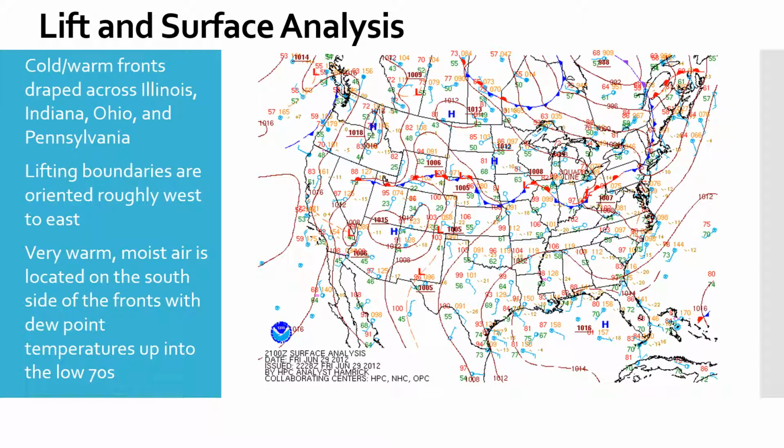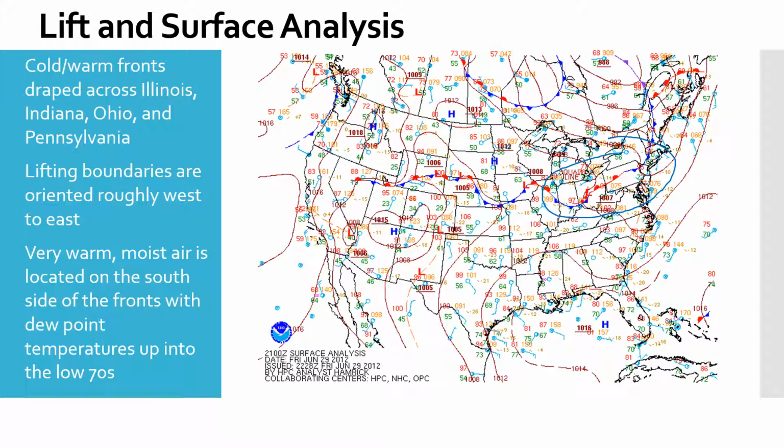Recall that our upper level support with the jet streak was generally in this area. So we've got our upper level support at the jet streak, we've got our surface-based boundary providing lift, and in addition we can see that this boundary is roughly oriented east to west, so that's going to be important later for determining convective mode. Finally, one other thing to point out here is that we've got very warm, moist air occurring on the south side of these fronts.